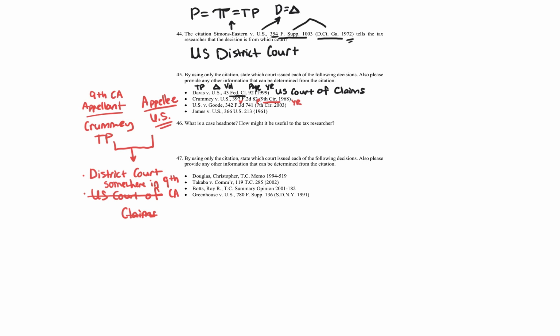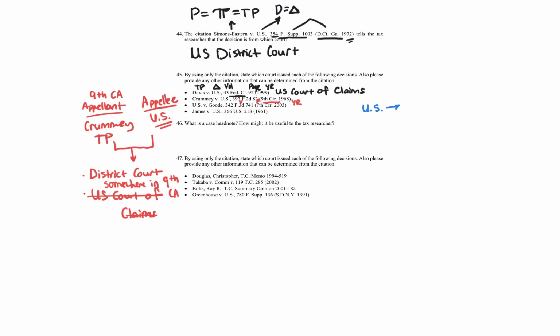Okay, let's move on, and let's go to a blue. U.S. v. Good, 342 Federal 3rd, 741, 7th Circuit, 2003. I want you to stop the video. I want you to try this one, and then we'll go through it together. Okay, you got it? Let's start with the parties. So we've got U.S. v. Good.